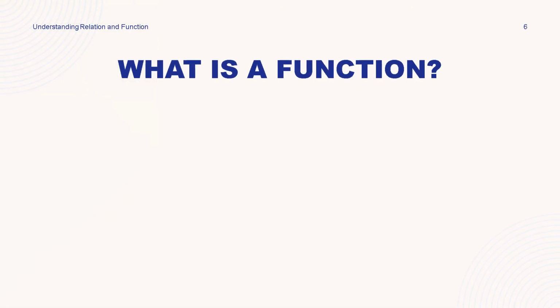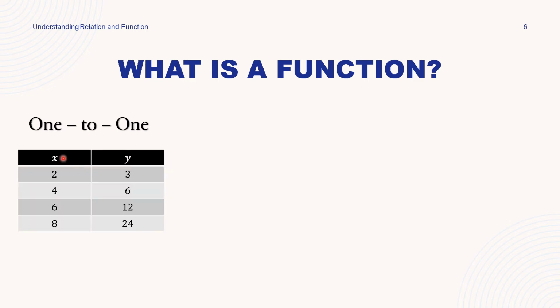Let's look at a function given the types of relation. The first one is one-to-one. As you can see, here's an example. All your x's and all your y's are here. There is one corresponding value for each x. For 2, that's 3. For 4, that's 6. For 6, that's 12. For 8, that would be 24.